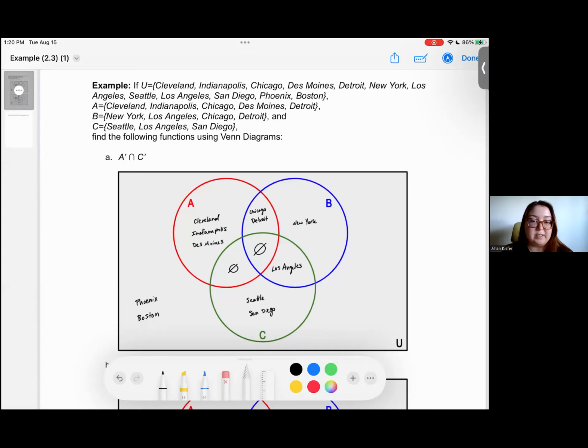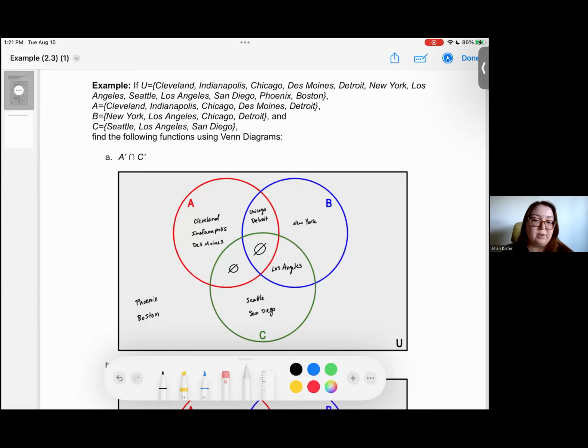So we have in set A, we said there was Cleveland, Indianapolis, and Des Moines, only in set A. A and B shared Chicago and Detroit. B has New York. C and B share Los Angeles. C has Seattle and San Diego. And the universal set has Phoenix and Boston. And if we look, there is actually no element that A, B, and C all share. So we've written in the empty set, meaning that there's nothing there.